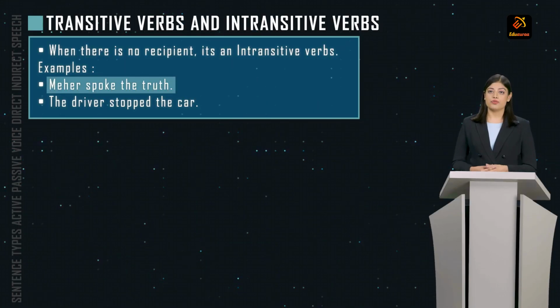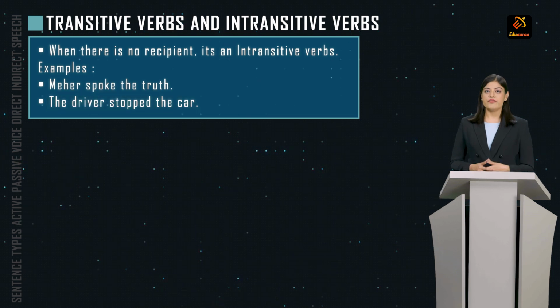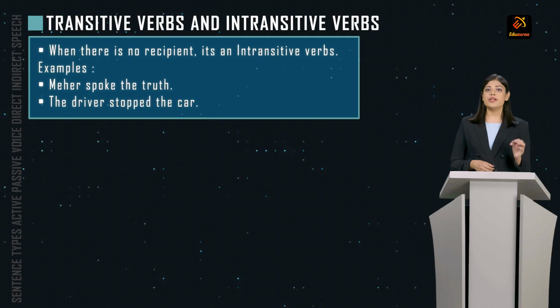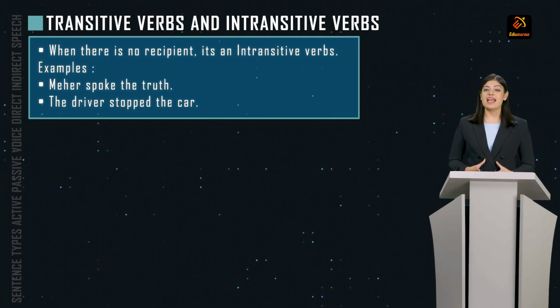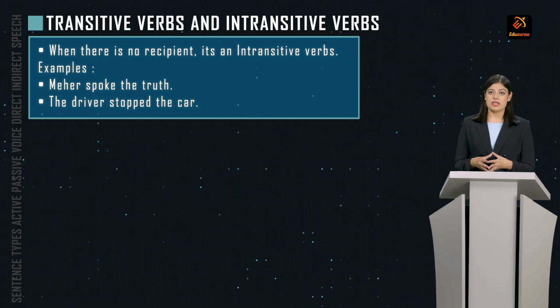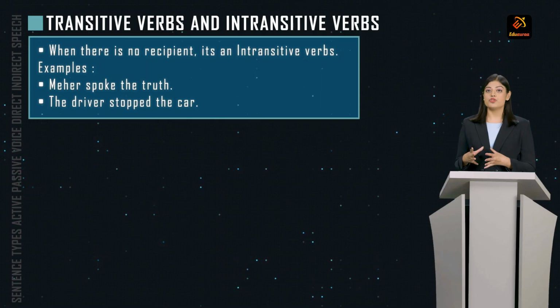Let's take simple examples of transitive and intransitive verbs. Meher spoke the truth. The driver stopped the car. In the first sentence, Meher is my subject. What did Meher do? She spoke. That's the action. Is there an object following it? Yes. The object is the word truth. What did Meher speak? She spoke the truth. So truth is the recipient of the verb, and so spoke becomes transitive.